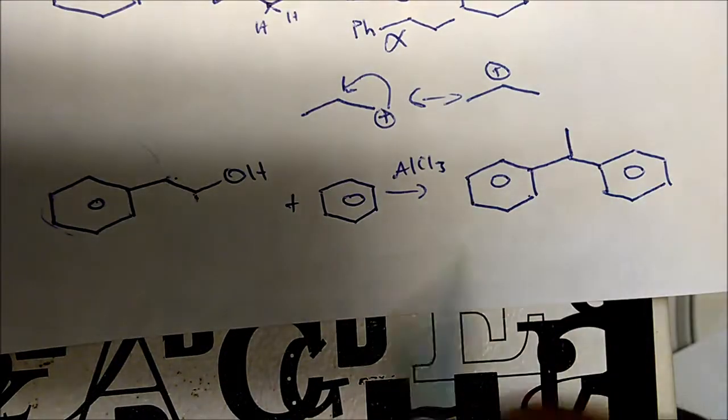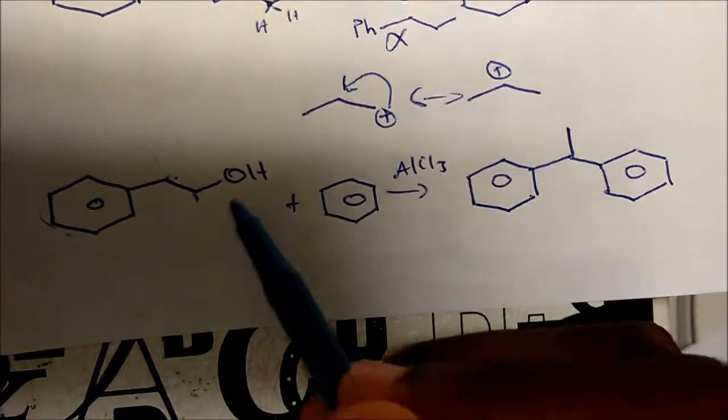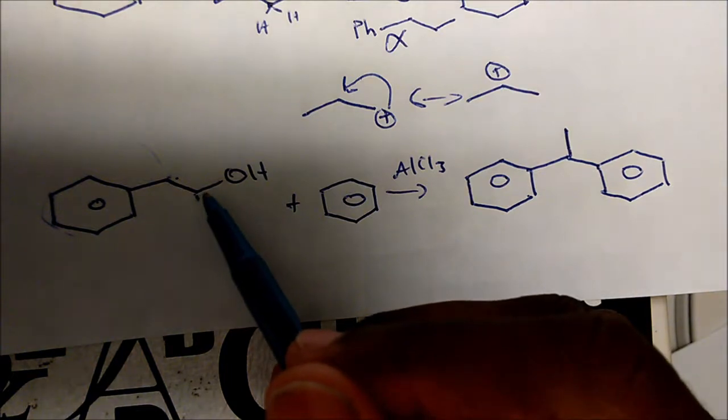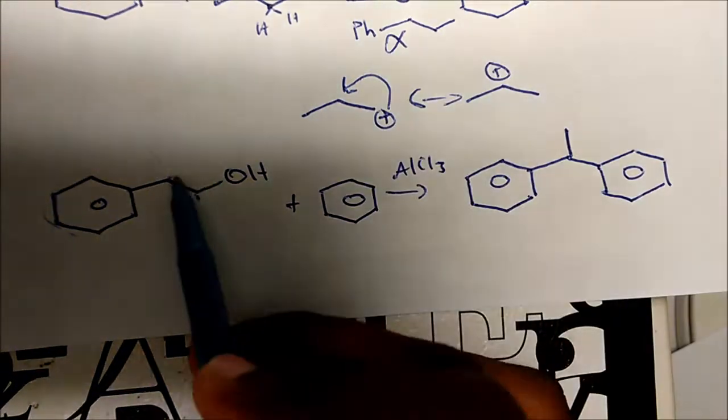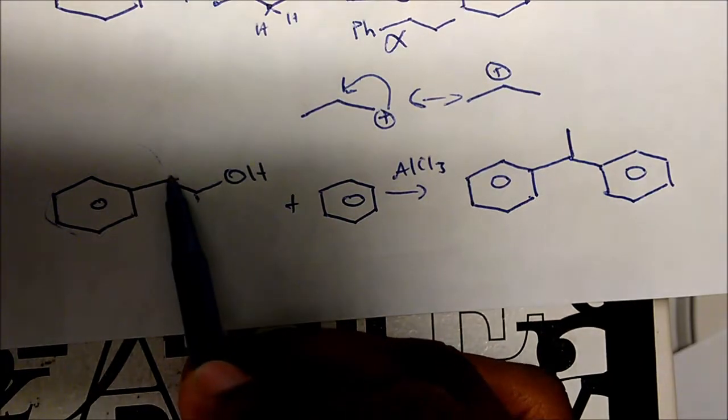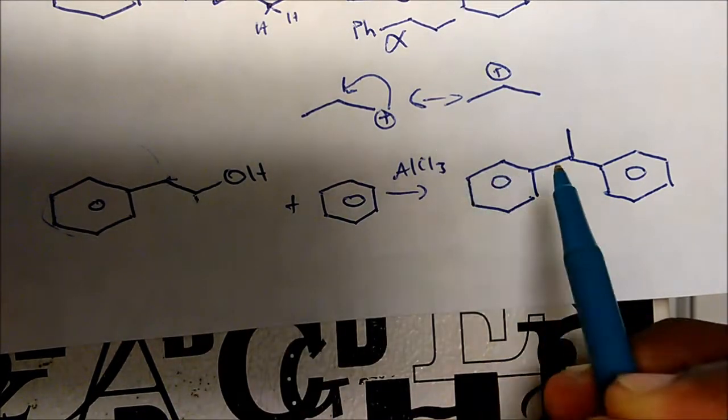Okay, so look very carefully. I should generate a plus charge on this carbon, but because of carbocation rearrangement, I'm going to get it on the middle carbon, or the benzylic carbon. Okay, and so this is why we form this product. Very important.